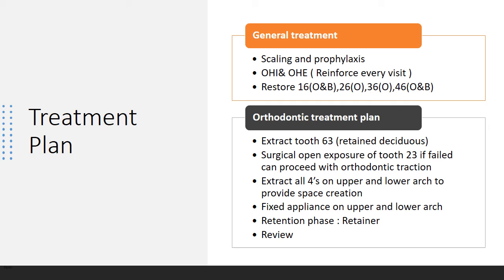For the treatment plan, we divided into general treatment and orthodontic treatment. For general treatment, we can do scaling and prophylaxis, oral hygiene instruction and oral hygiene education, which must be reinforced every visit. Restore 1-6, 2-6, 3-6 and 4-6. For the orthodontic treatment plan, first we need to extract tooth 6-3, which is the retained deciduous, and surgically expose tooth 2-3. If that fails, we can proceed with orthodontic traction and extract all first premolars on the upper and lower arch to provide space. Fixed appliance on upper and lower arch. Retention phase is retainer and review the patient.